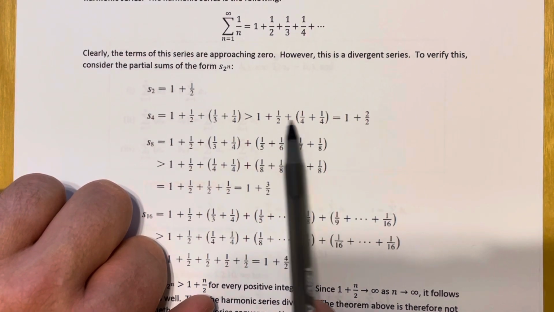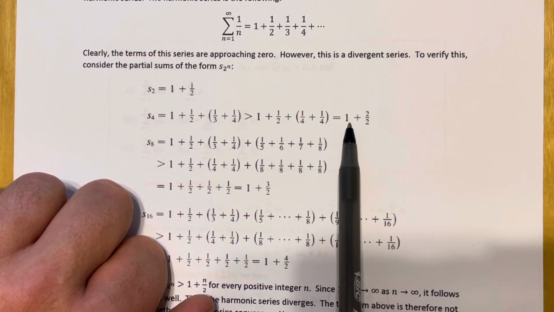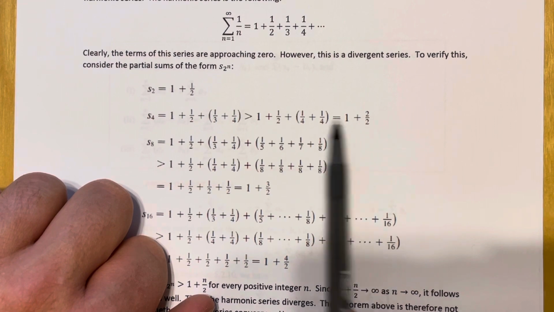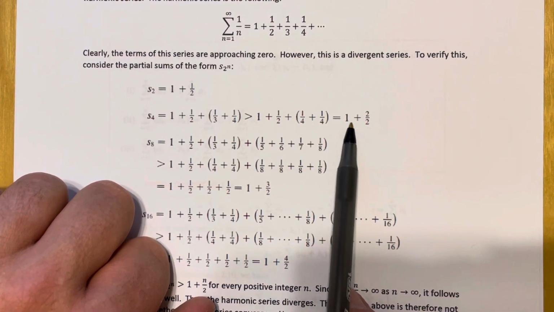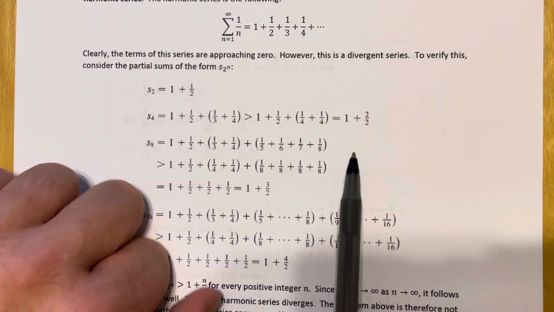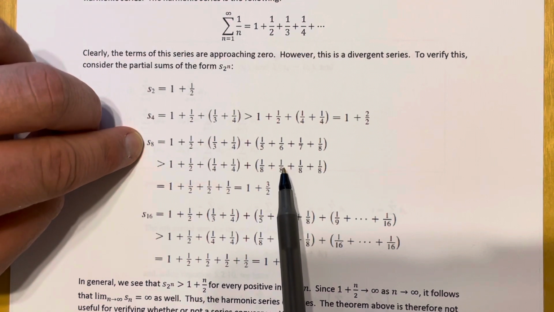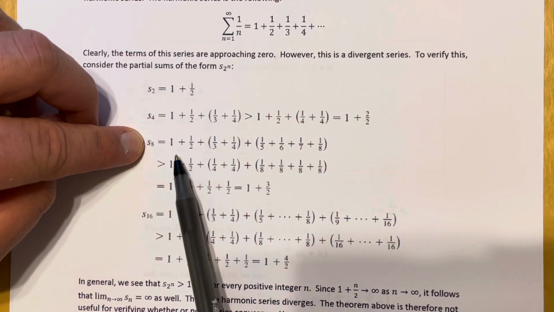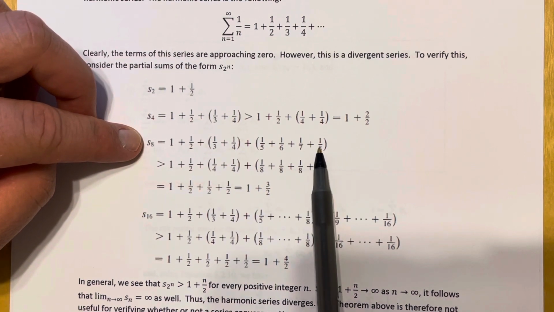But this sum, if I add up all of the terms, I get 1 plus 1/2 plus 1/4 plus 1/4, which is 1 plus 2 over 2 when I get a common denominator with all of these. Obviously that's equal to 2, but we're going to leave it in that form for a second because we're looking for a pattern. Now I'm going to jump to the 8th partial sum, s sub 8. So that would be 1 plus 1/2 plus 1/3 plus 1/4. This goes all the way out to 1/8.